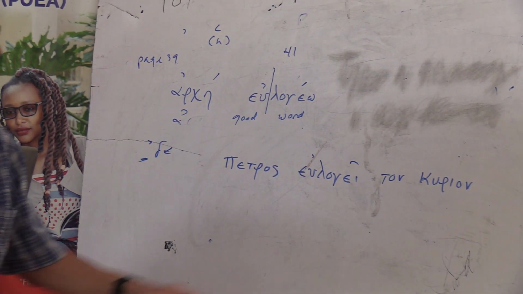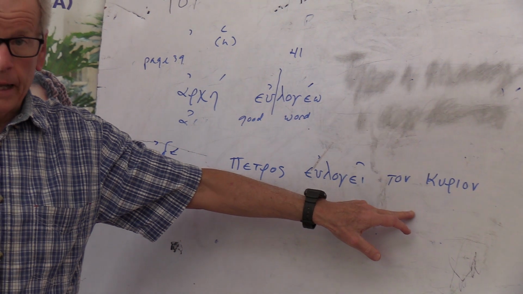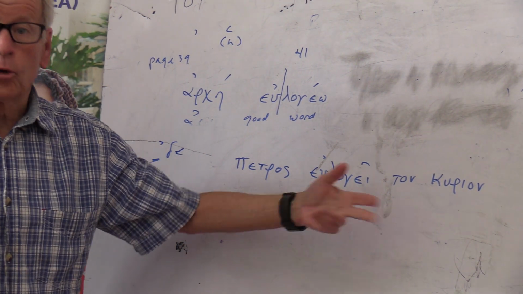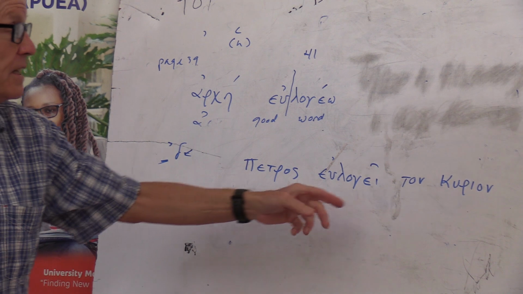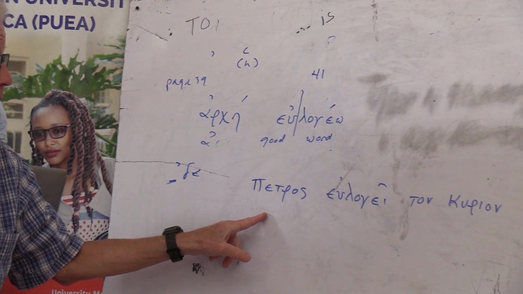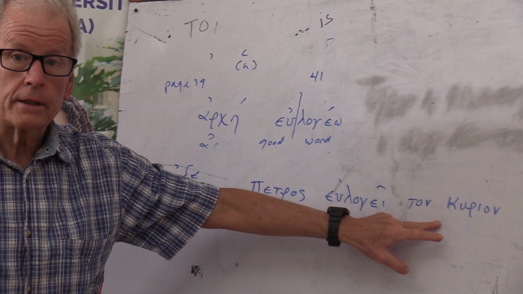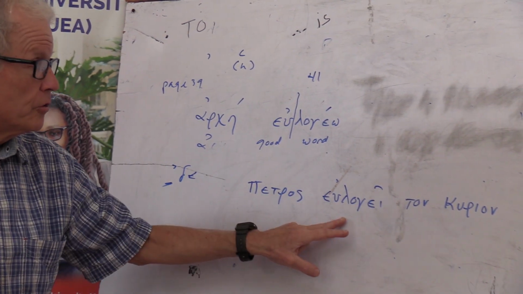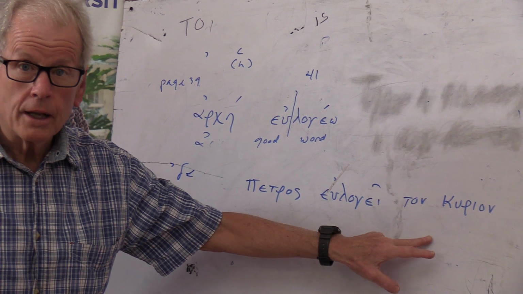Kyrion. Now again, we've had that in class. Remember, that's the Greek word for Lord. It's in the accusative case. Subject, object. Peter praises the Lord.